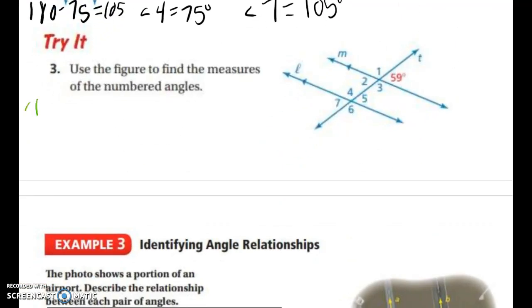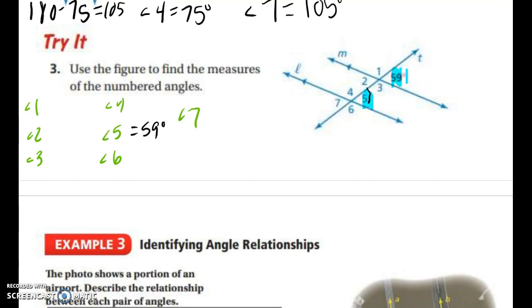Again, we're going to have angle 1, 2, 3, 4, 5, 6, and angle 7. So they gave us an angle that is 59 degrees, and we are going to figure out the rest of them. So corresponding angles, I'm going to highlight in blue. So my corresponding angle is angle 5. And since angle 5 is corresponding, they're the same, which means that angle 5 is 59 degrees as well.